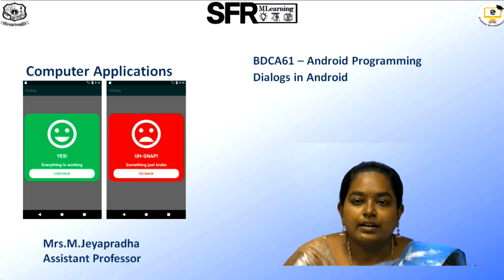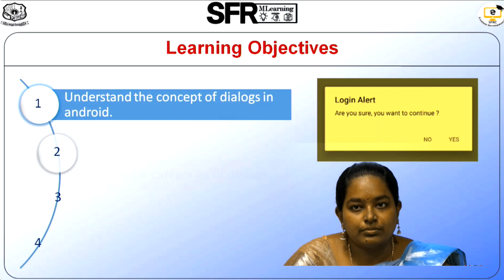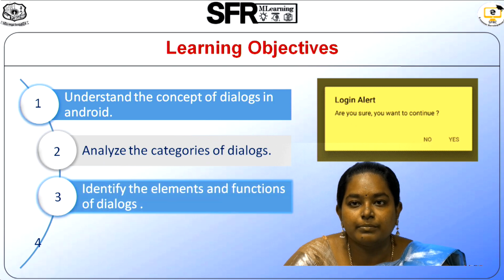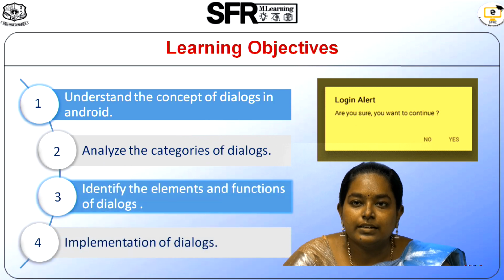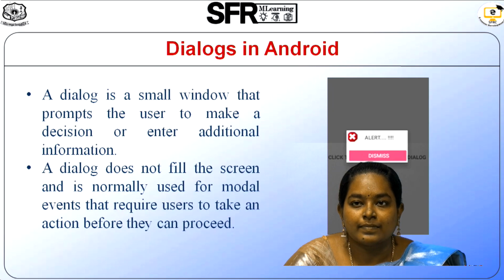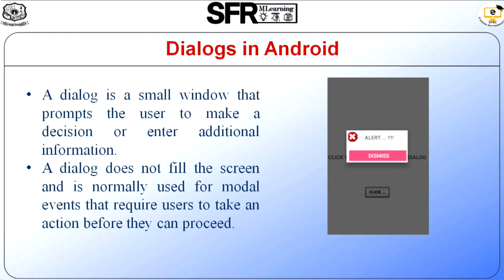Now let's see how to implement dialogues in Android programming, then the categories of dialogues, then how to implement elements and its functions in Android programming. Dialogues in Android: a dialog is a small window that prompts the user to make a decision or enter additional information, which means it is a type of window that appears in front of app content to provide critical information or ask for a decision. It does not fill the entire screen of the app, it just requires users to take an action before they proceed.